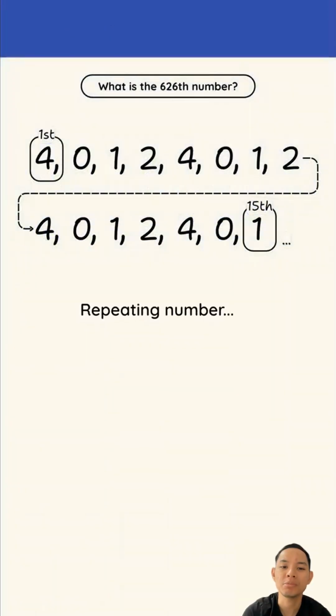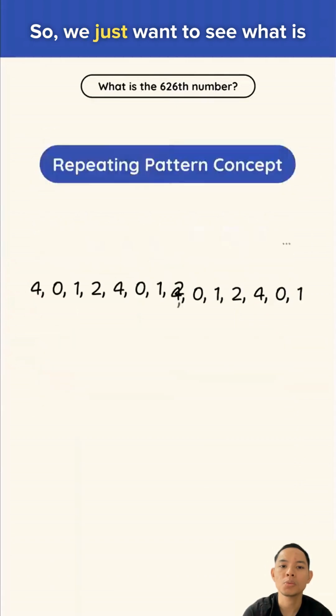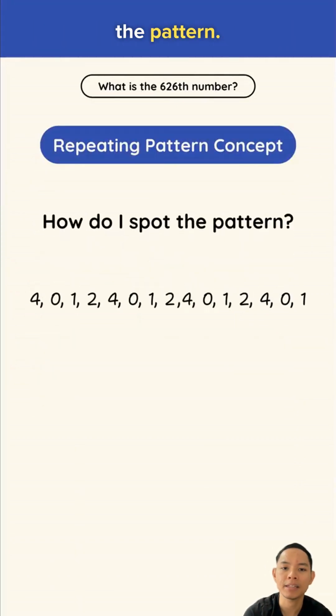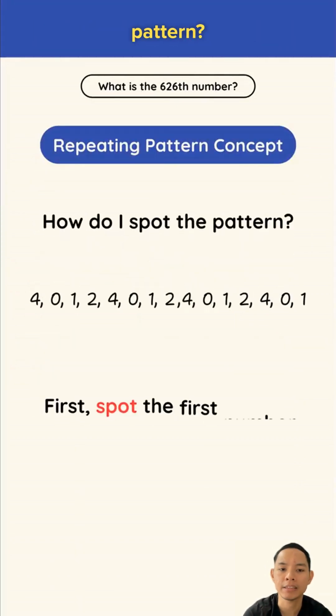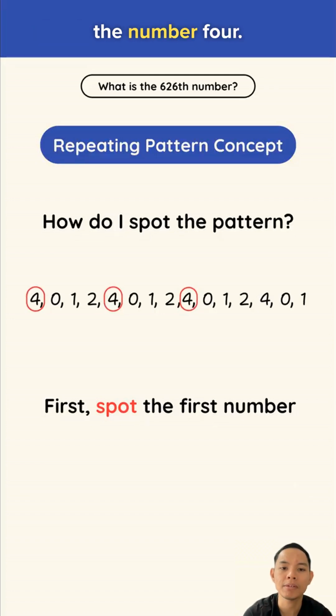So in this case, we see repeating numbers and a repeating pattern. That means this is a repeating pattern concept. So we just want to see what is the pattern. So how do you spot the pattern? First, you just want to spot the first number, which is the number 4.